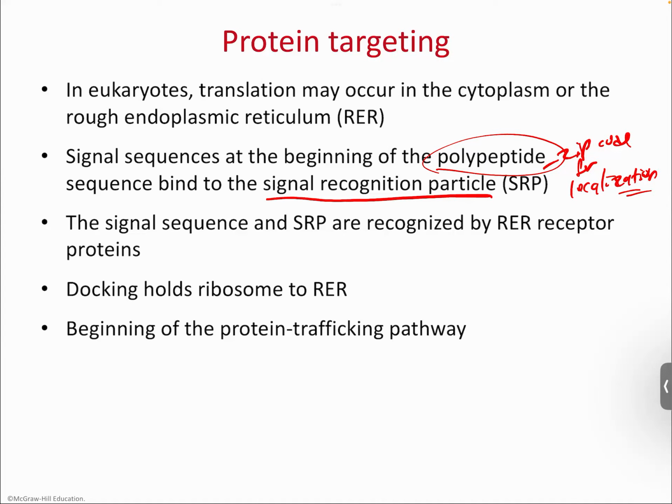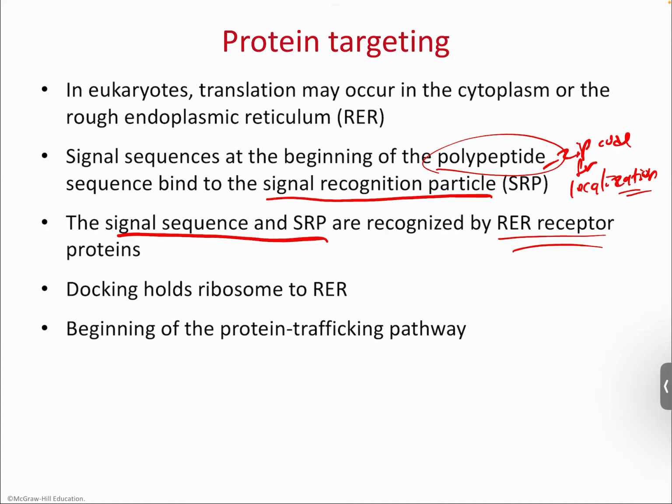And then the other thing is, once you have this little signal that acts like a zip code, this signal recognition particle, you also need a receiver for that. That's where your ER receptor comes into play. So there's a receptor system on the ER that is receiving this signal peptide. That's always true. Wherever you have a signal, you have to have a receiver for that. It's a ligand receptor relationship. All right.